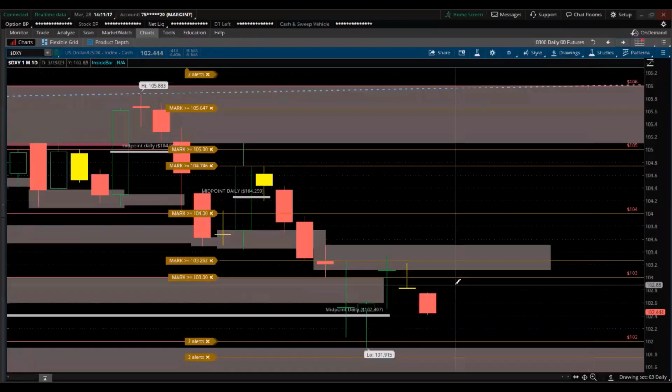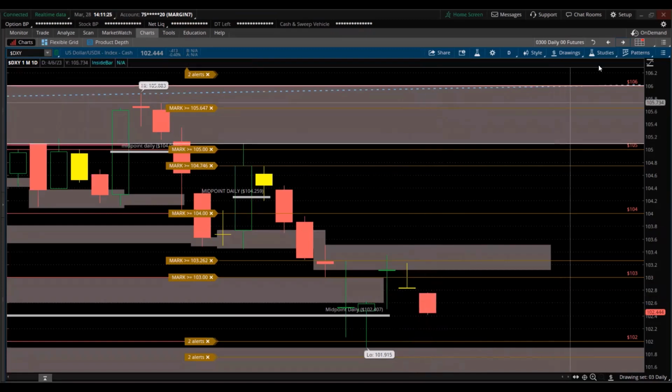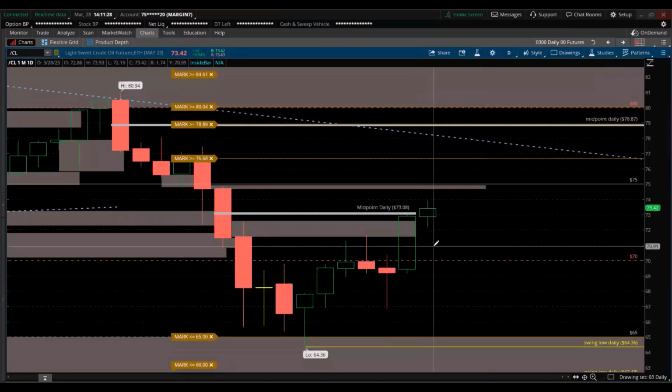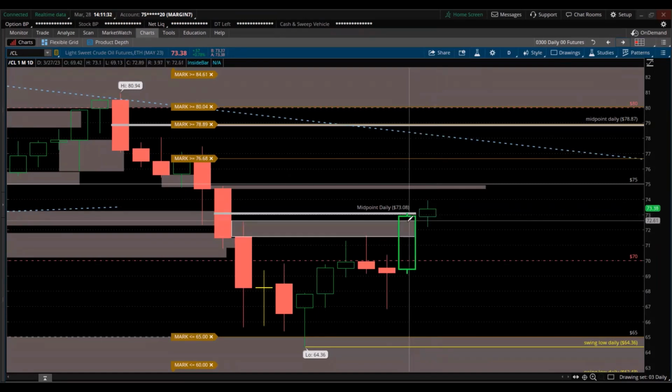Yeah, I know they're daily candles, but I'm going to make a point here momentarily. US dollar index trading below yesterday's inside candle, red. Crude oil broke above, trading above yesterday's candle.